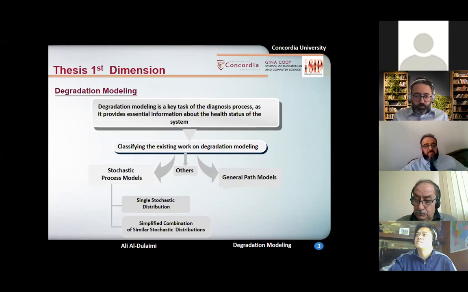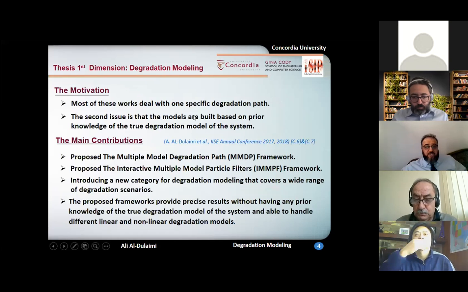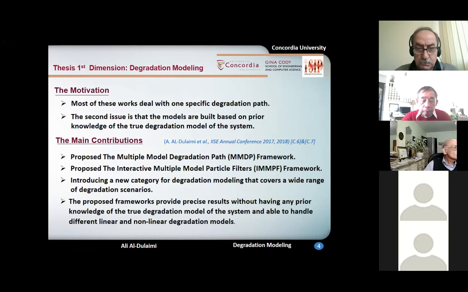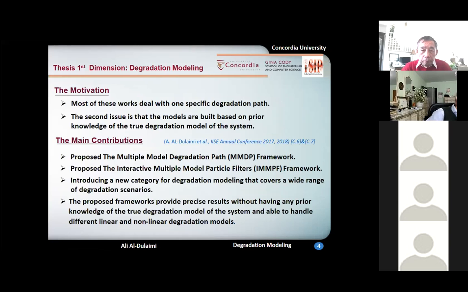The stochastic process models available in the literature are either based on a single stochastic degradation or a simplified combination of similar stochastic distributions. That takes us to the motivations behind this part. Most of these works deal with one specific degradation path, or multiple degradation paths but of the same type. The second issue is that most of the models are built based on prior knowledge of the true degradation model of the system, which is not the case in practice.